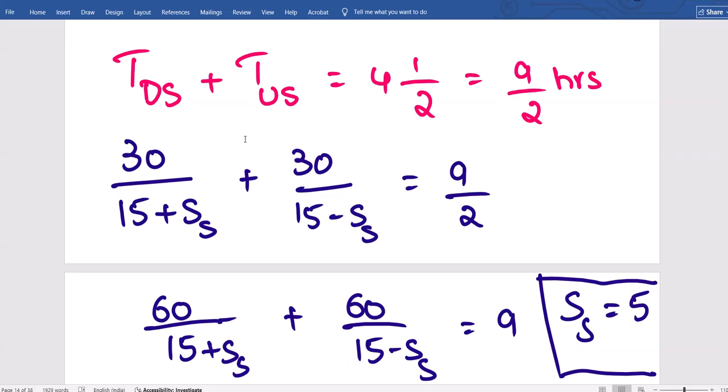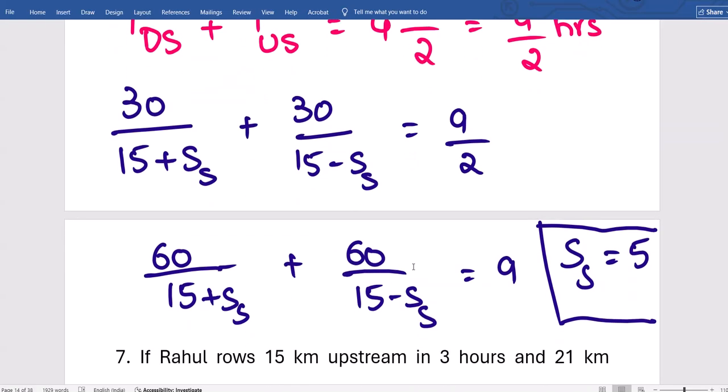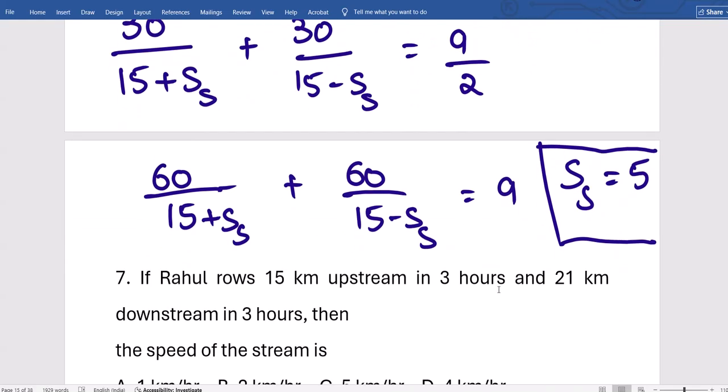This 2 I sent to that side, so it is 60, 60. Why I send the 2 to this side: an integer on the right side is easy for me to check. If it is 4.5, it's difficult for me to cross-check the options. If it is an integer like 9, it's easy for me. That's why this 2 is sent to this side. 60 divided by 15 plus something, 60 divided by 15 minus something. SS 5 is exactly suitable to satisfy this equation as well.